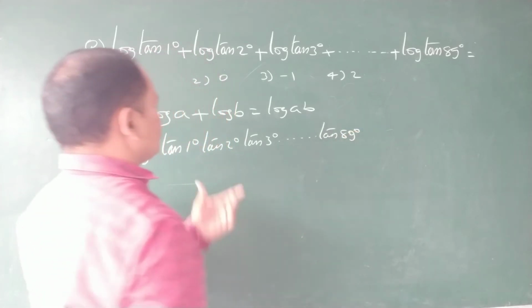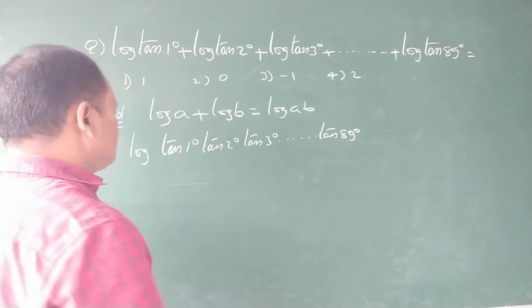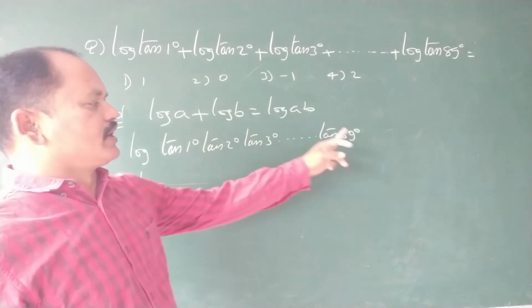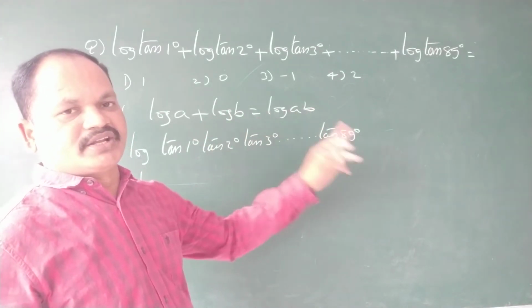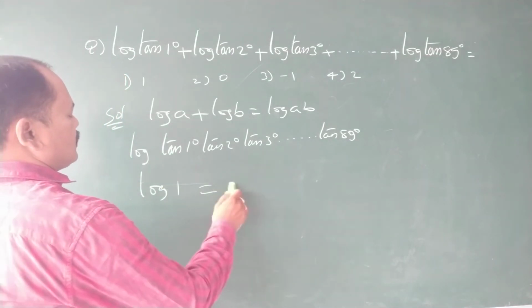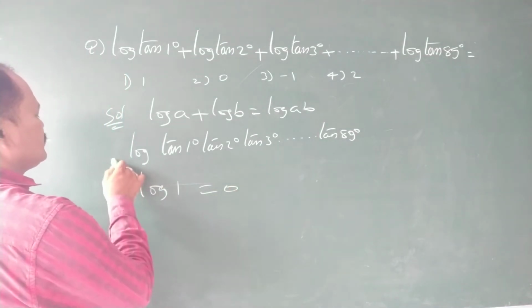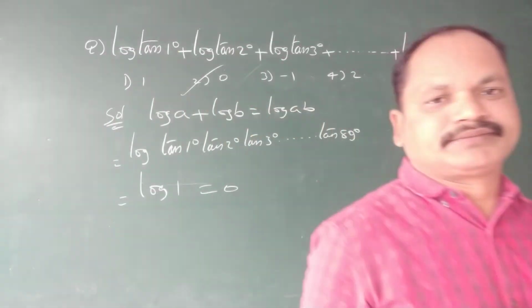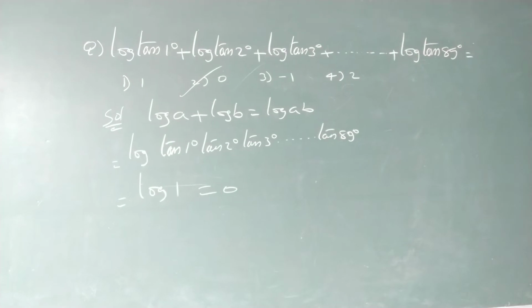In the previous question, the value of this product was 1, since according to the complementary angles concept, 1 and 89, 2 and 88, 3 and 87, like that, each pair gives 1. That's why this is log 1. The value of log 1 is 0. That's why the answer is 0. That is the second option.